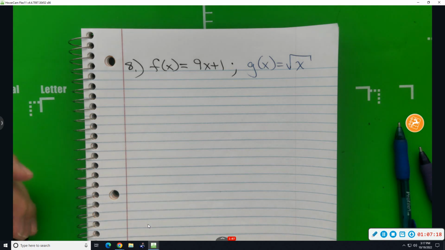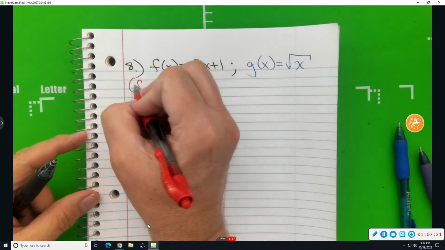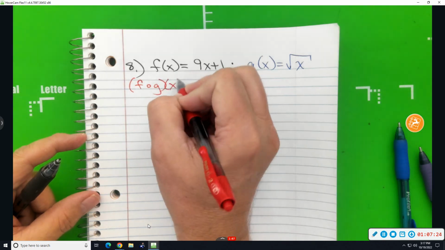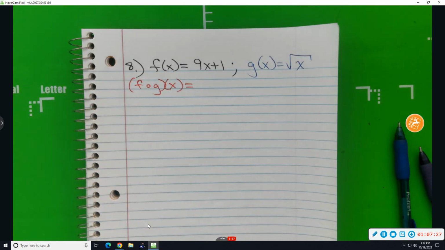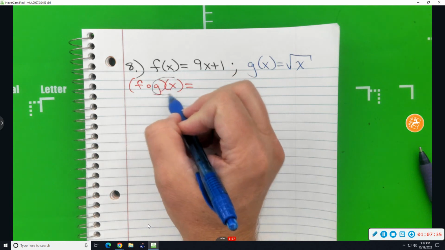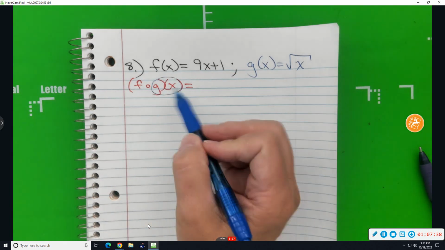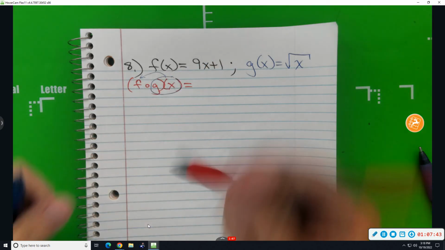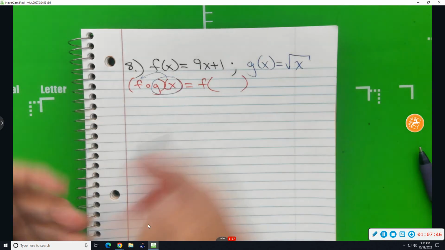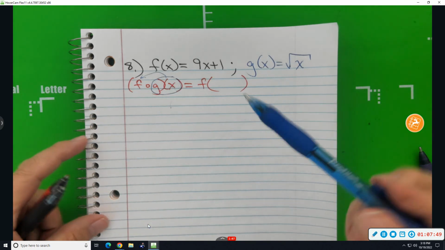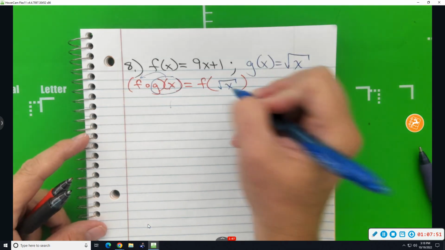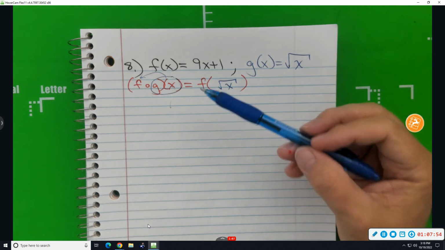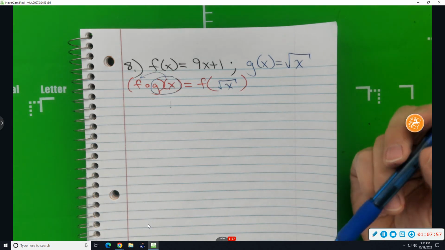So here we go. F composed with g of x. What's my inside function? G of x. That second one there, that's the inside function. That says take g of x and plug it into f. We know that f is on the outside and that g of x is just the square root of x. So we have f of the square root of x.